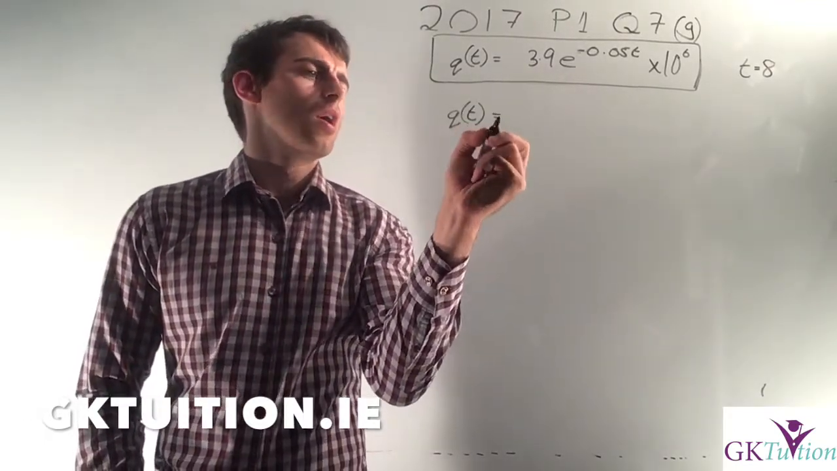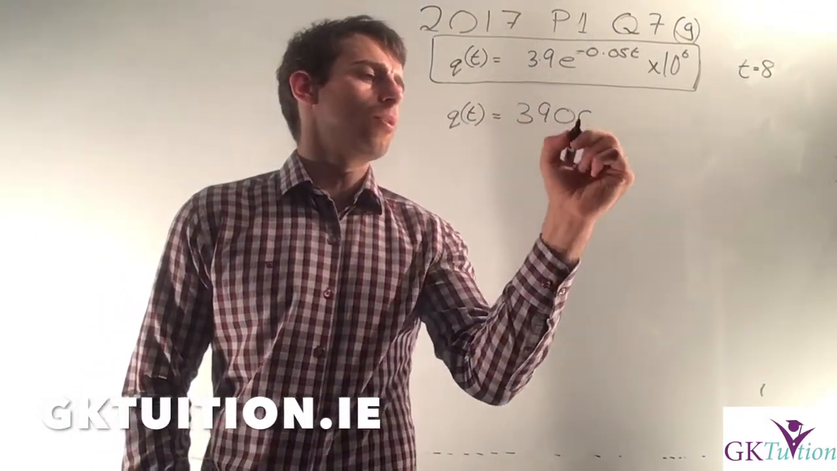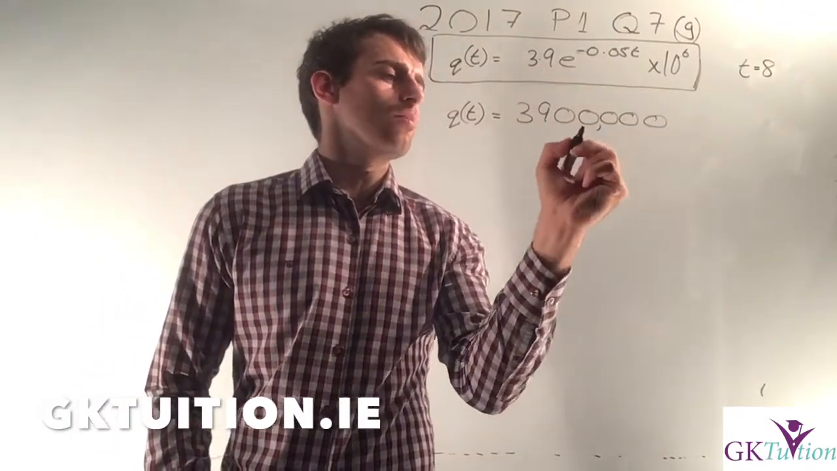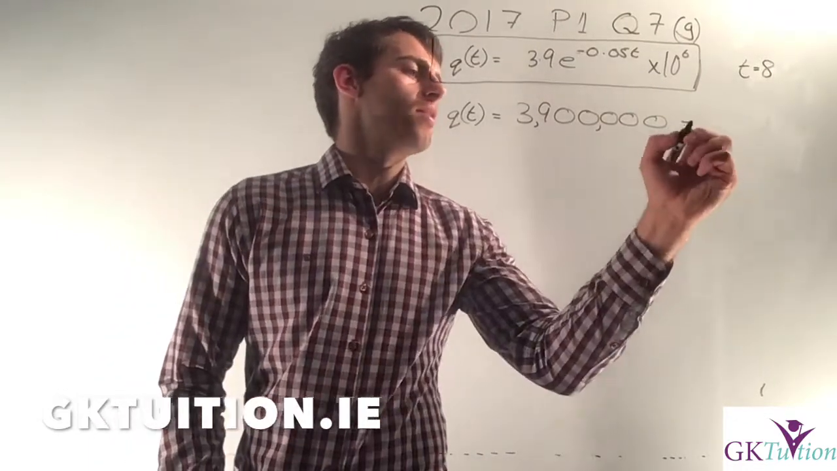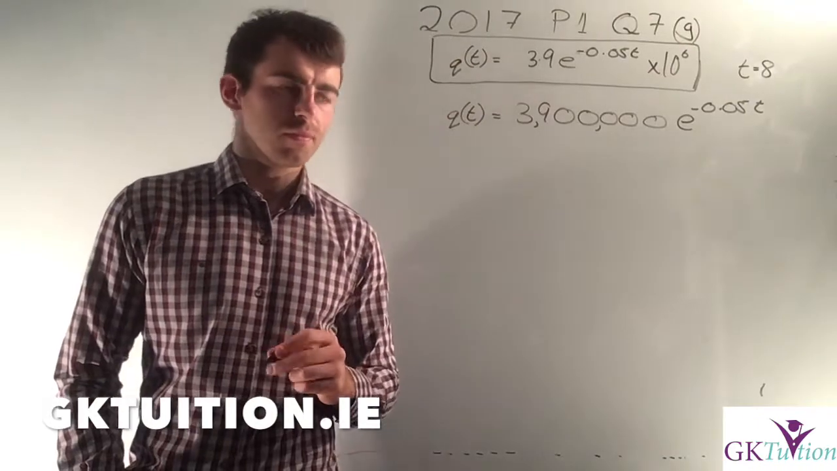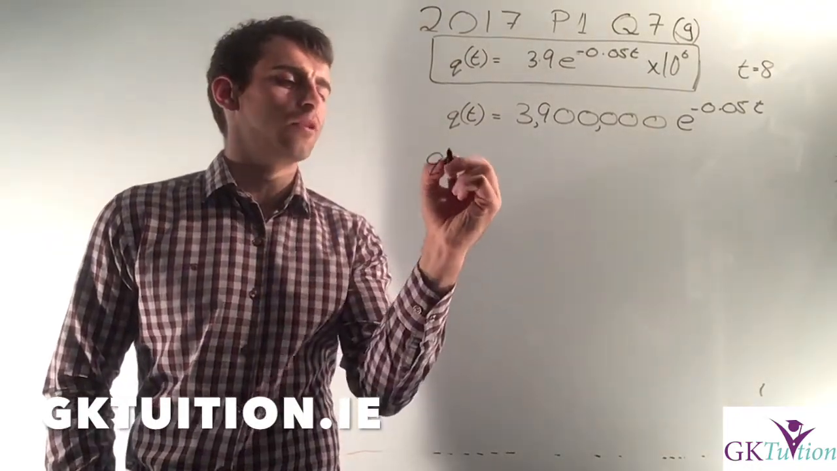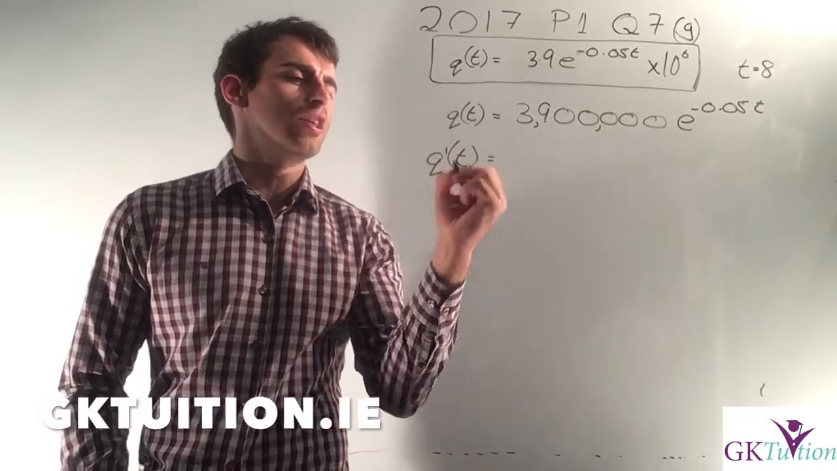So as always, before we differentiate or before we integrate, we should try and simplify down first. So I can multiply 3.9 by 10 to the power of 6. 3.9 by 10 to the power of 6 is 3,900,000. And then I just have an e to the minus 0.05t. Now that's my function, and now I want to get the derivative of my function, which is q dash t.